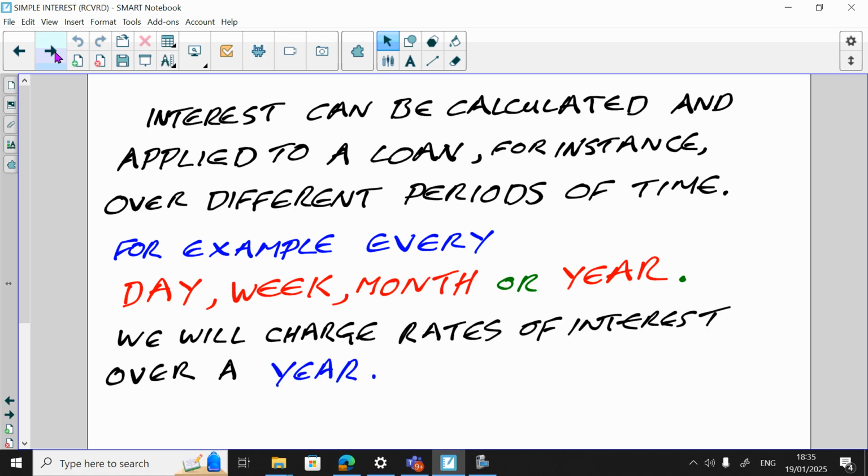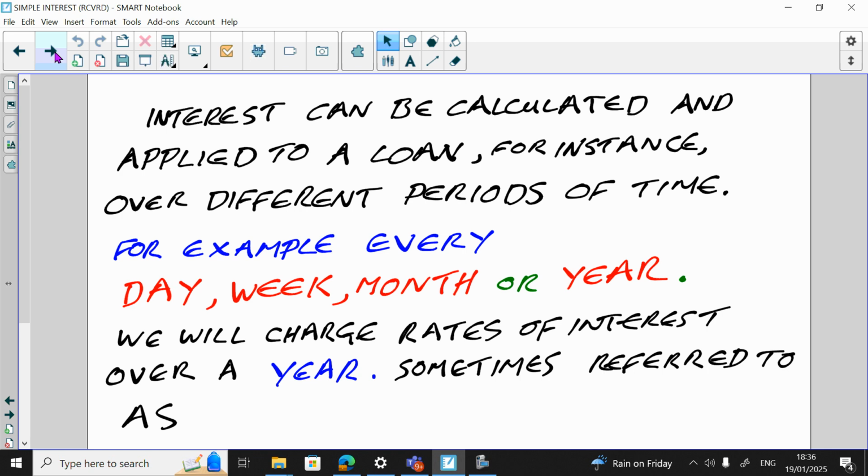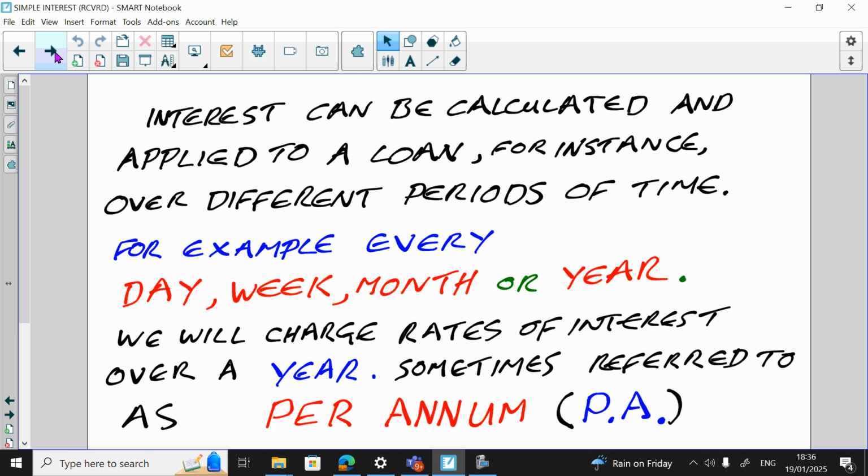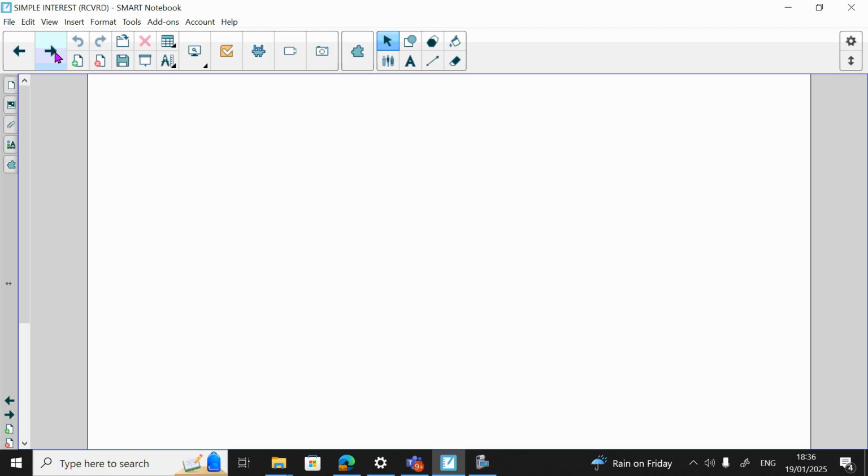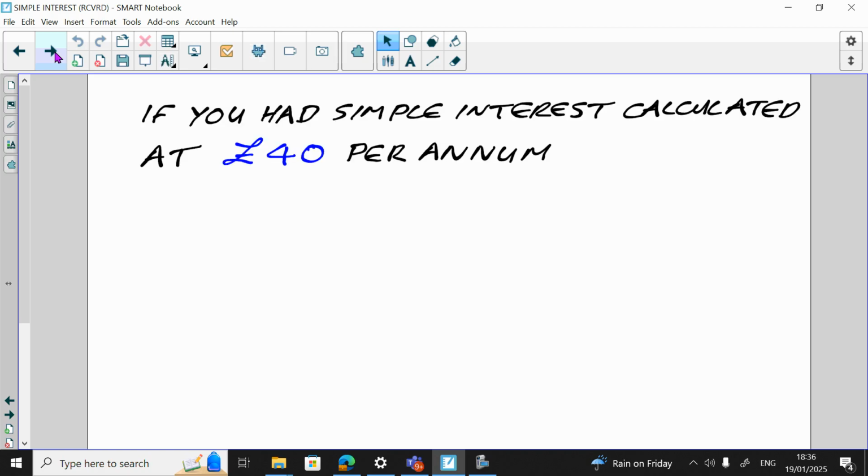So for this unit here, we're just going to deal with yearly interest rates, or sometimes it's known as per annum, annual. What's your annual income? That's where per annum comes from. So let's go for an example here. This is just so you can get the gist of it.